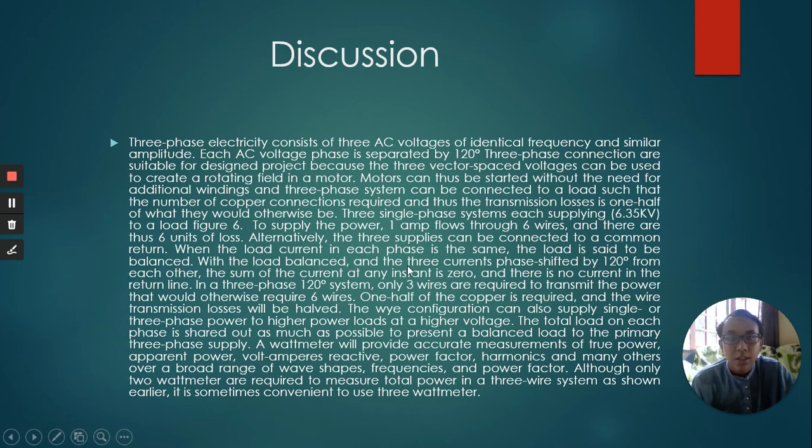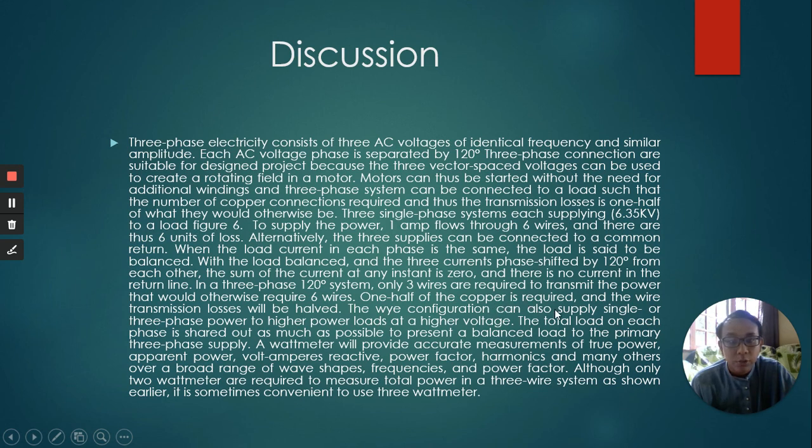With the load balanced and the three phase currents shifted by 120 from each other, the sum of currents at any instant is zero. Then there is no current in the return line. In the three-phase system, only three wires are required to transmit the power that would otherwise require six wires. One half of the copper is required, and the wire transmission loss will be half.